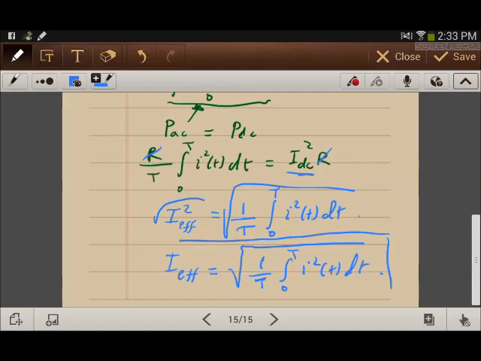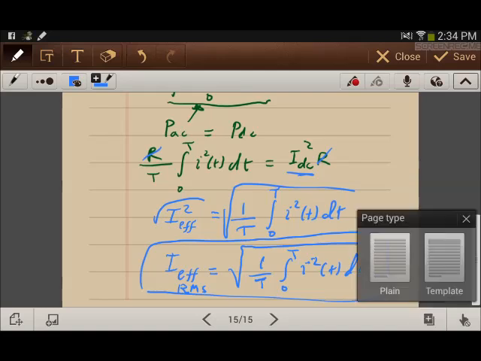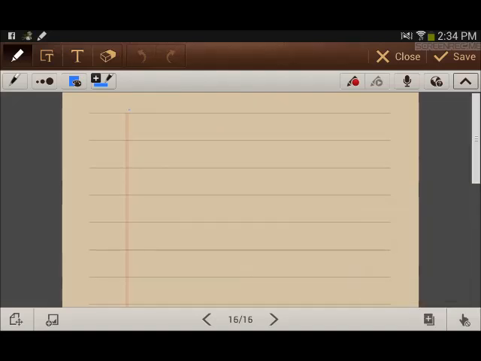So this is why they call it root mean square, because we are taking the square root of the mean of the square of the signal here. So this is called IRMS, and the same goes for the voltage. VRMS will equal the square root of 1 over T integral from 0 to T v squared as a function of time dt.